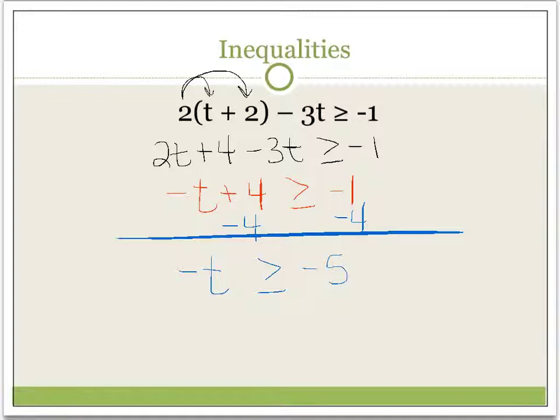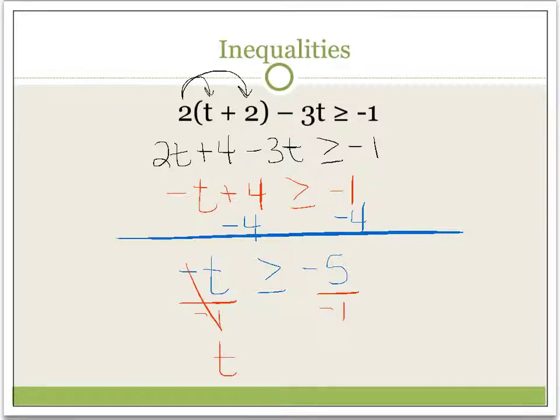Now this last step we take a look at, we know that the t is still not by itself. It has a negative in front of it. More specifically, it has a -1 in front of it. And to get rid of that negative, we have to divide both sides by the -1 to get rid of it. When we do, we end up with a t.